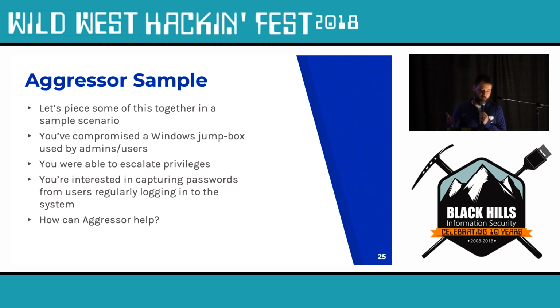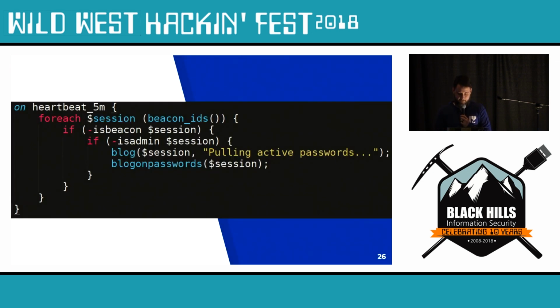So let's go ahead and run through a sample of code real quick. The quick scenario is you've compromised a Windows jump box used by admins, right? You're able to escalate privileges, and you're interested in capturing passwords from users regularly logged into the system. How can we automate that event, right? Because there comes a time when you have meetings and there's things you got to step away from the keyboard, and you're not there to dump passwords or look to see who's on the box.